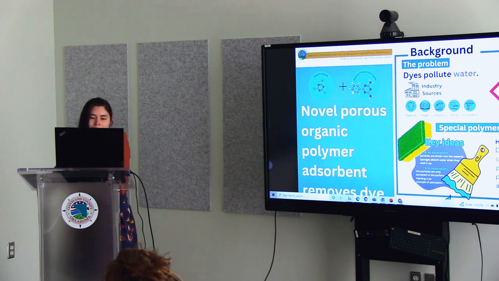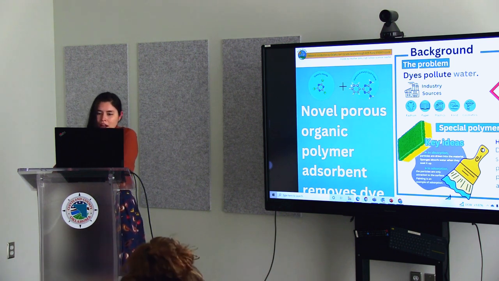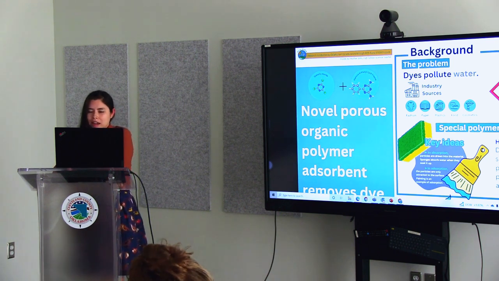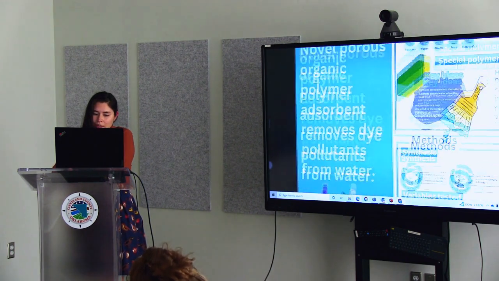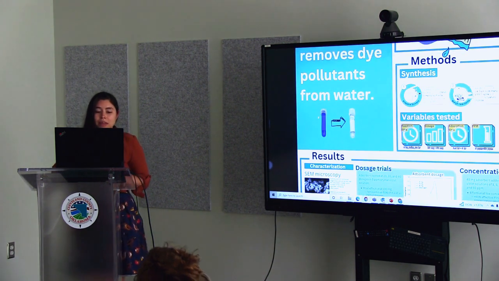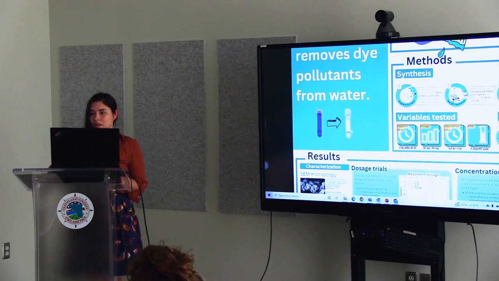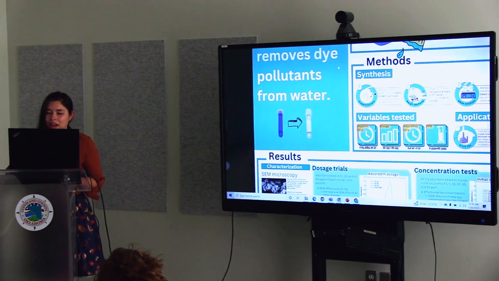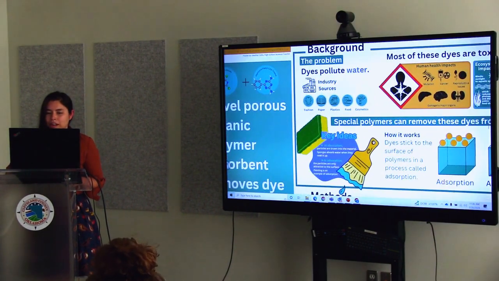So these are the two reactants we're using. So we have cyanuric chloride and 2,4-diamino. It has a long name, so we're just going to call it 2,4-diamino. All right, and then here at the bottom, we can see that we're actually able to turn this level of dye pollution into, it looks pretty clear. So those are actual photos from our experiment.